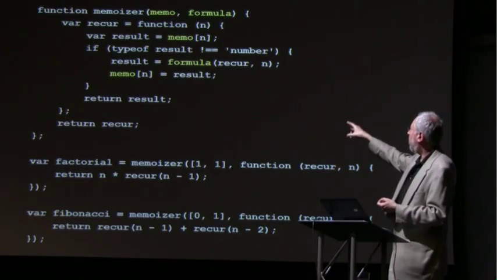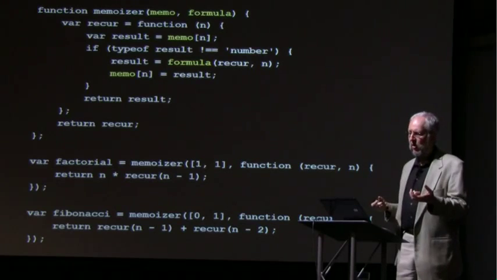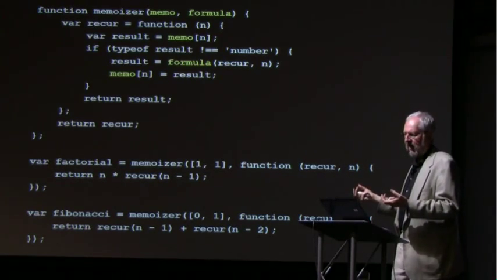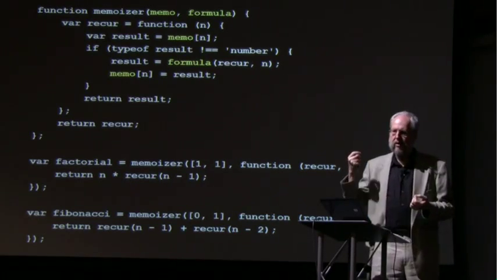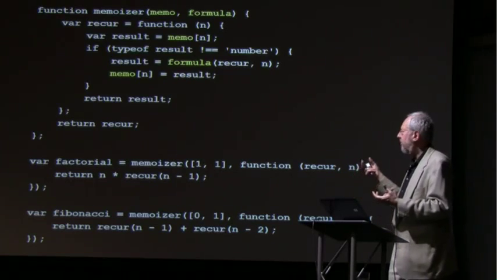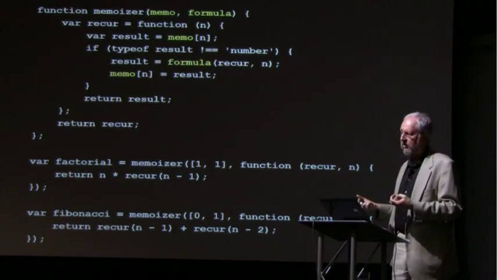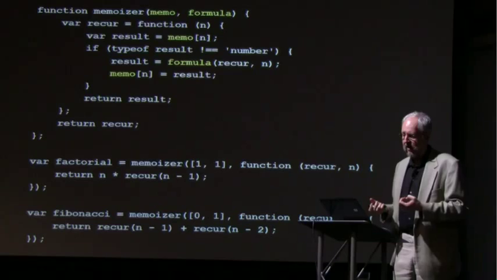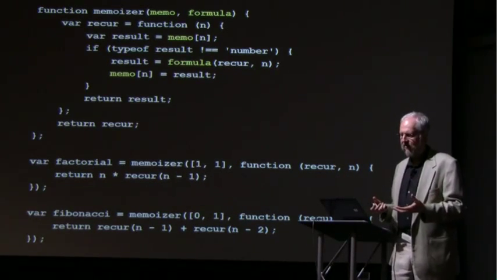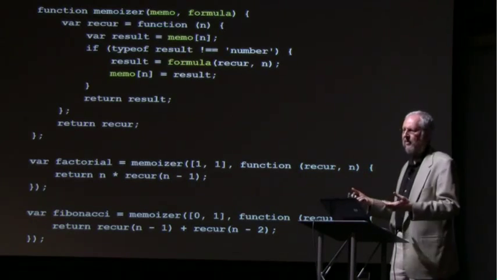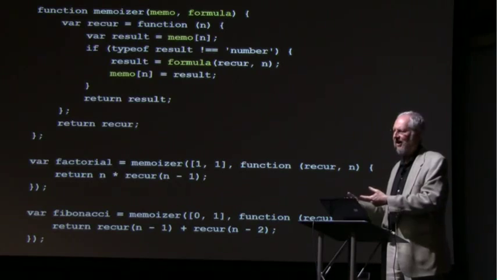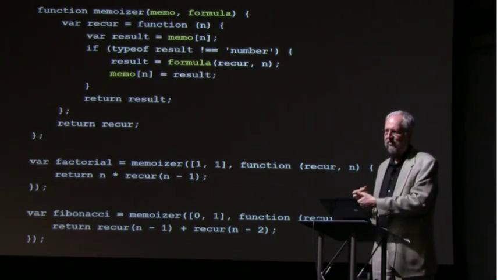And so when we go up to the memoizer, it takes that memo array and it takes the formula that we just passed in, and it will create a recurrence function, which is the thing that we'll call for each iteration, which will first look to see if we already have the result that we need in the memo array, and if it does, then we're done. And if not, then we will call the formula passing in itself, its own recurrence function, so that it can do the next step.